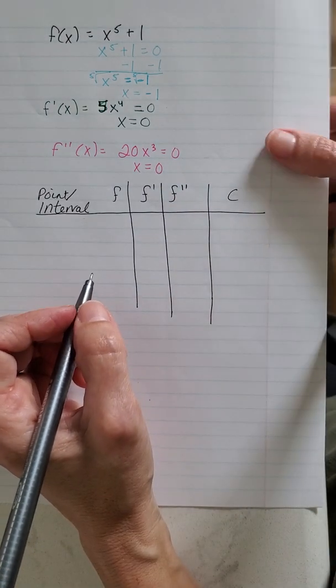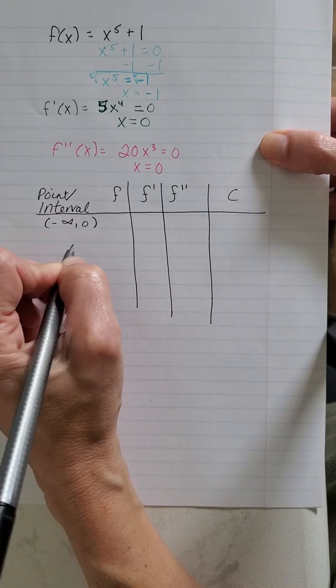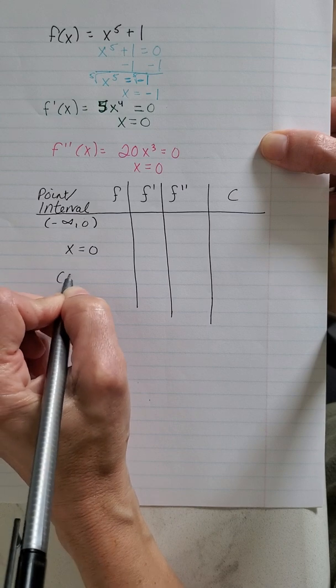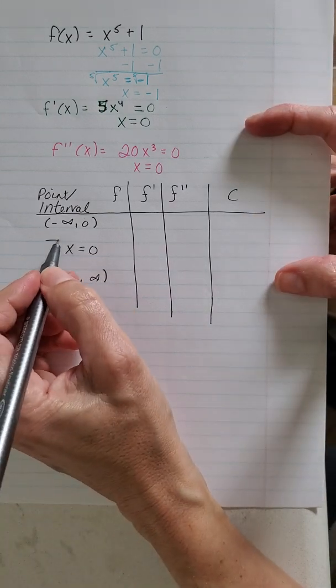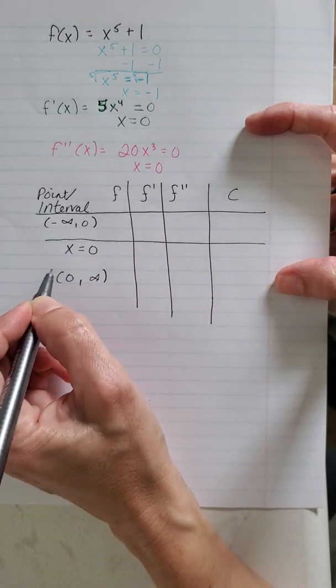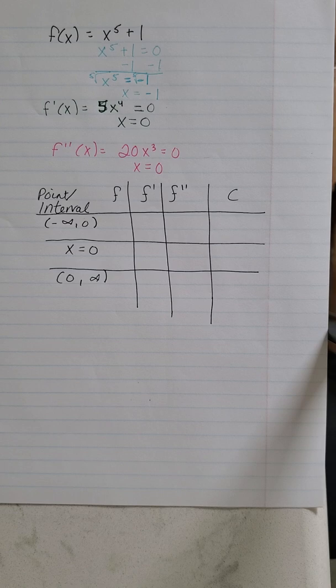This is the only point we're looking at. The intervals are -infinity to 0, what's happening at x equals 0, and everything after 0. So we actually only have 3 rows for this, which is really nice. And then I can evaluate.